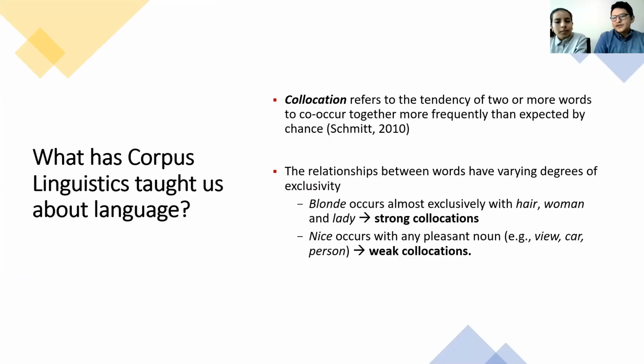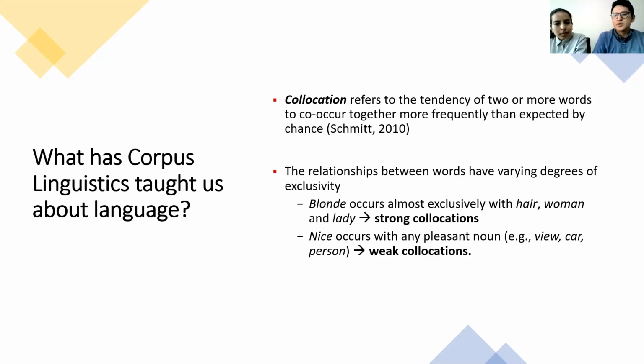Now, what are collocations? Smith mentions that collocations refer to the tendency of two or more words, as in the example that we had at the very beginning, to co-occur more frequently than expected by chance. So again, they tend to occur together, and it's not a matter of chance. Okay, so they commonly go together. Yeah, it's natural.